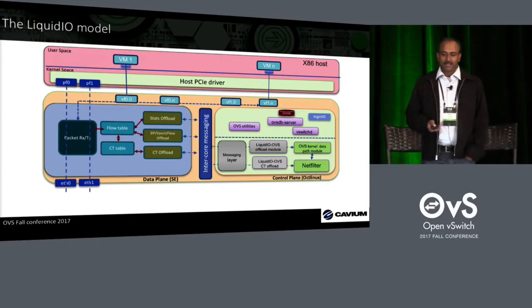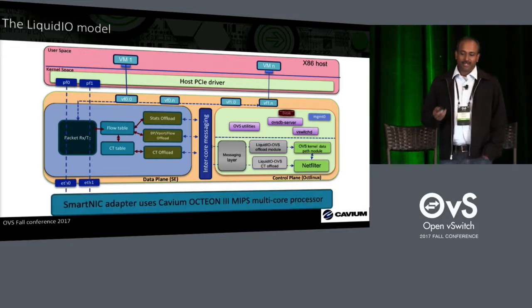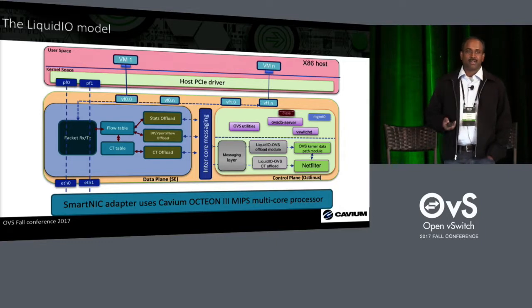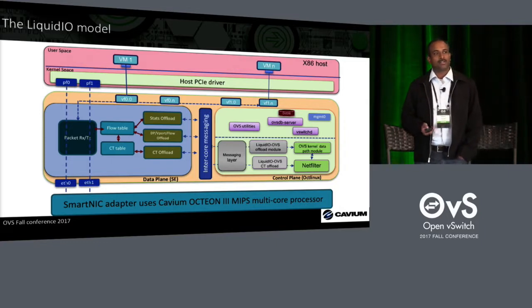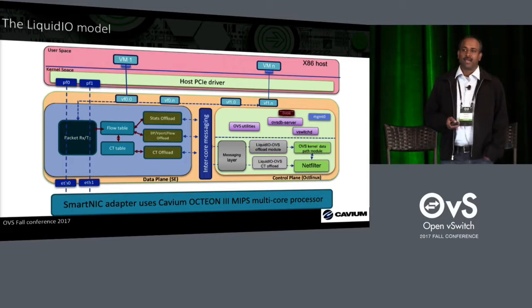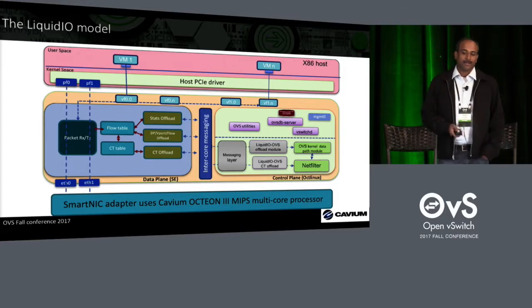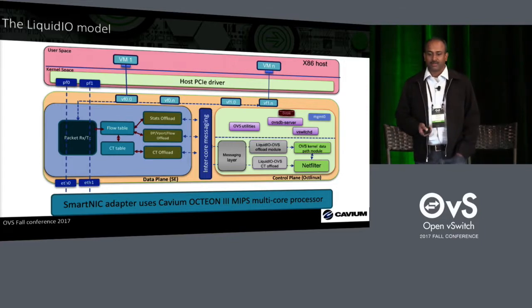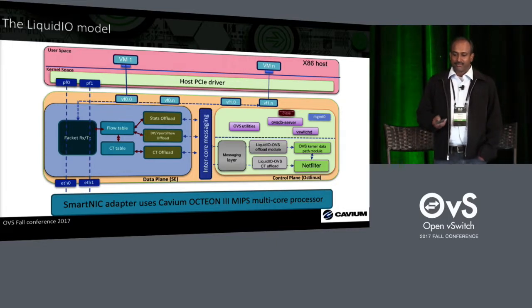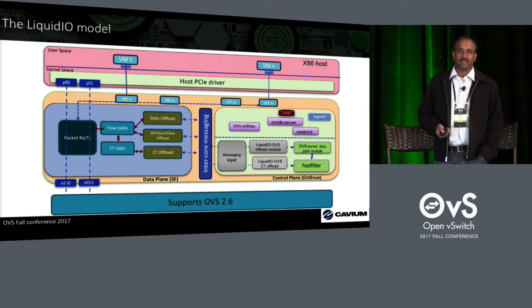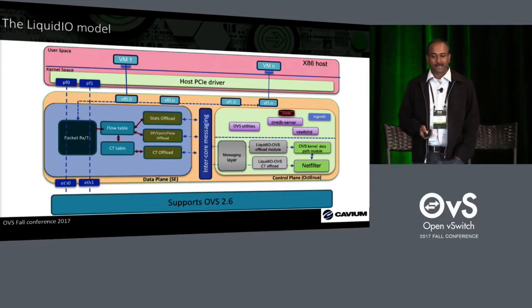How do we achieve this? The reason we're able to do that is because we've developed the smart NIC adapter based on Octeon's MIPS processors. Cavium has been at the forefront of developing multi-core MIPS processors for the longest time. A lot of customers use them for their networking equipment. What we have done is taken those processors and built a network adapter out of it, and then we developed the OVS offload application using that.